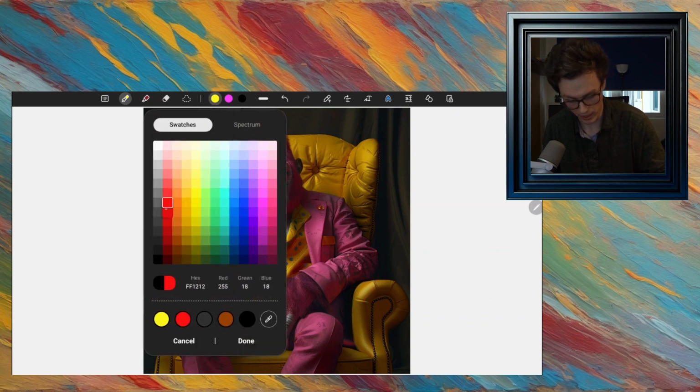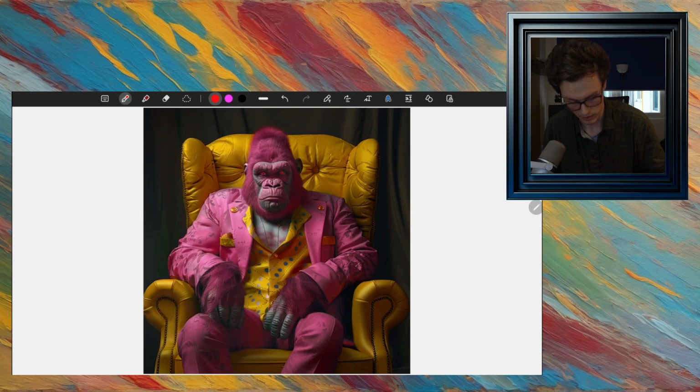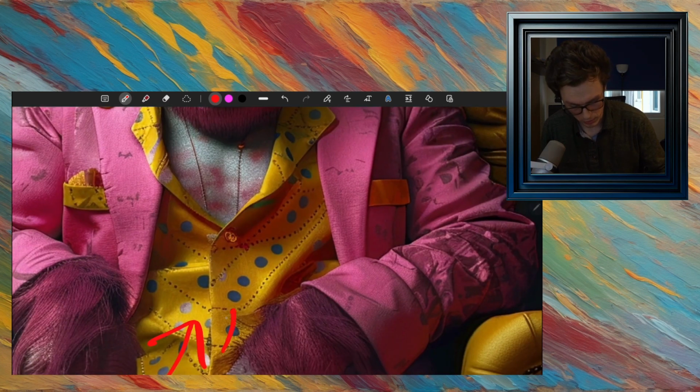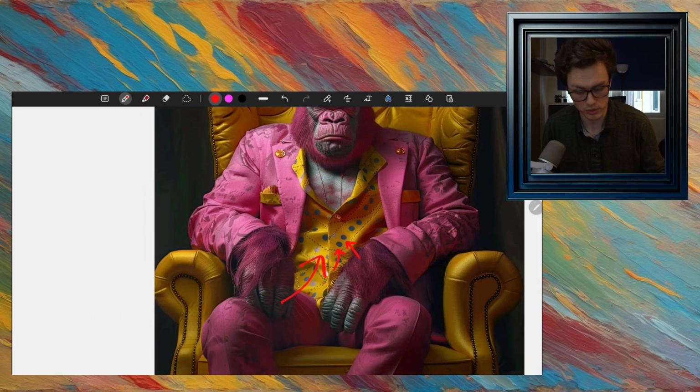He's also wearing a little bit of yellow here. Inside of his suit, his vest is yellow with what look to be blue dots, blue spots or blue dots.